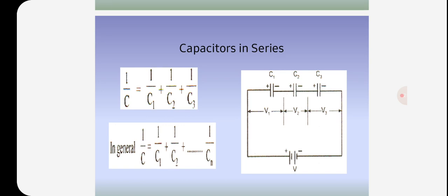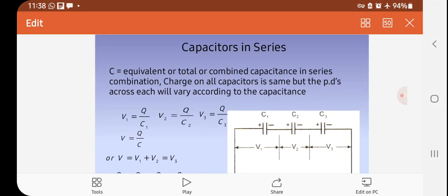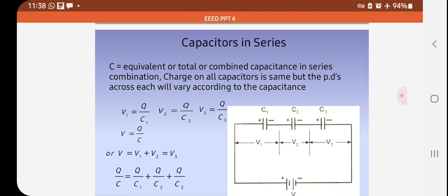For capacitors in series, 1 by C is equal to 1 by C1 plus 1 by C2 plus 1 by C3. That is, 1 by C is equal to 1 by C1 plus 1 by C2 plus and so on, up to plus 1 by Cn. This is for many capacitors.